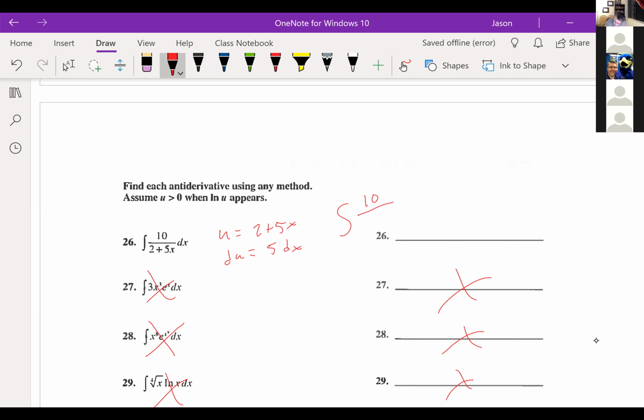10 over u times du over 5, that's going to give me my dx. So this just becomes 2 over u, which is 2 natural log of u plus c. But what was u? U was my original 2 plus 5x. So 2 times natural log of 2 plus 5x plus c. So yeah, there you go.